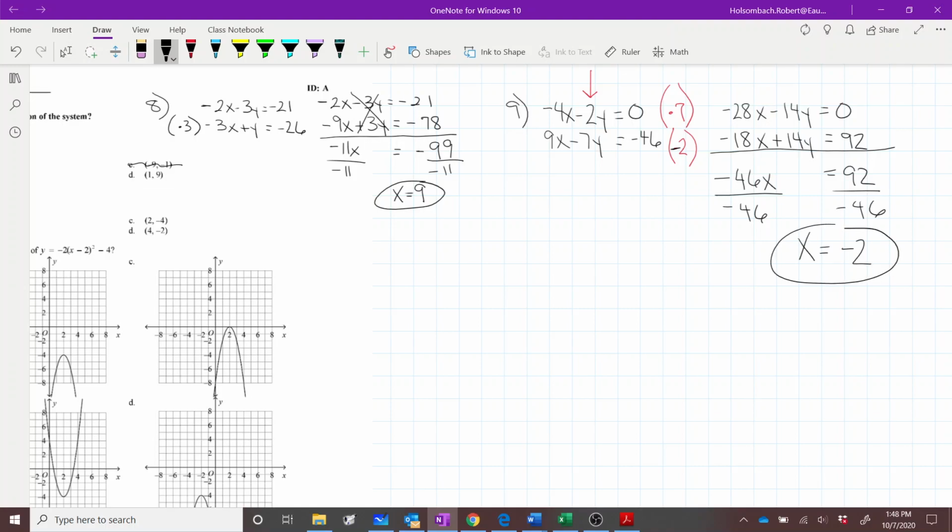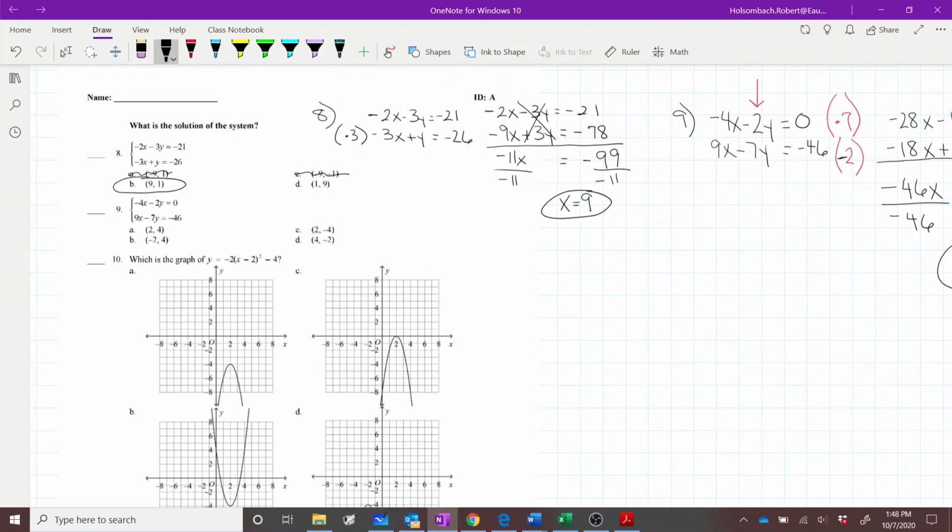So if we go over here and take a look at our answers, we've only got one x value at negative 2, so answer choice B.